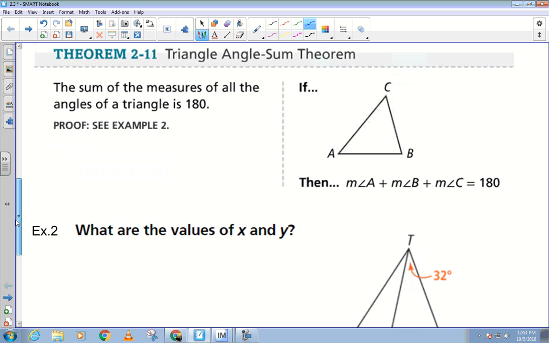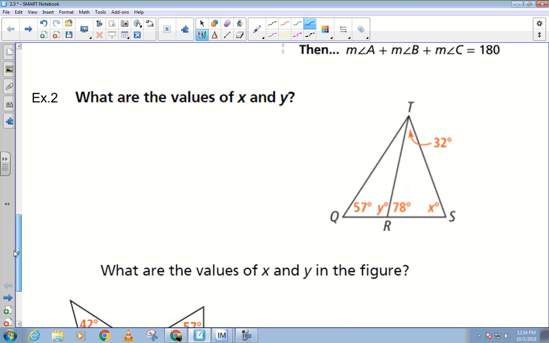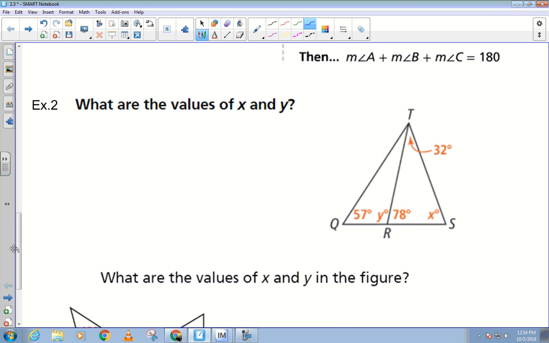Okay, this is the sum of the measures of the angles of a triangle is 180 degrees. So over here I've got that illustrated. Measure of angle A plus the measure of angle B plus the measure of angle C is 180. Okay, so we're going to find the values of x and y, and don't forget about vertical angles. What kind of relationship do vertical angles have? They're congruent. Linear pairs add together to equal 180. And then if you've got parallel lines cut by a transversal, we have all those angle relationships that we're fixing to take a quiz over, right?